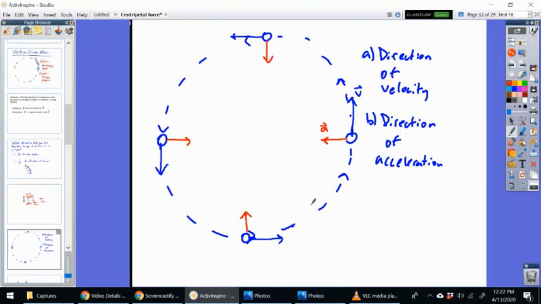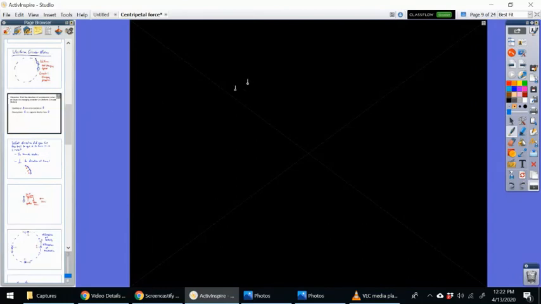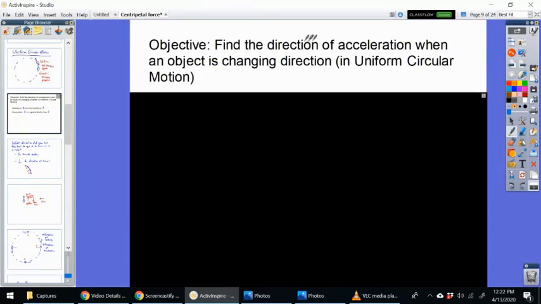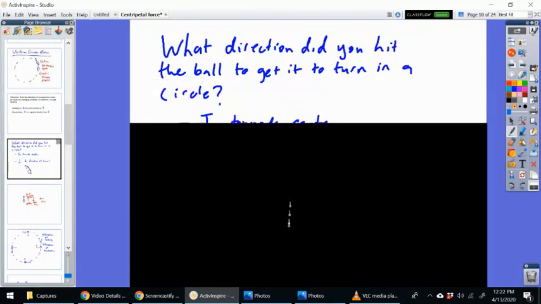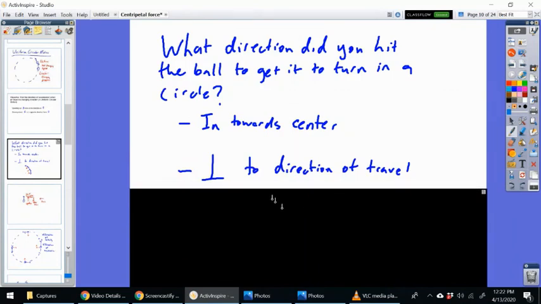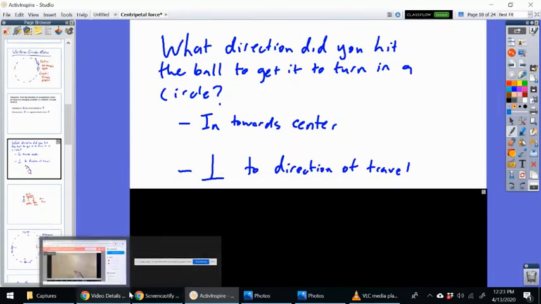Okay? So if you were able to answer all 3 of those locations correctly, then I think you should feel pretty good that you understand this objective to know the direction of acceleration when an object is in uniform circular motion. All right, and the answer is always going to be in towards the center, which is perpendicular to the direction of travel. All right, so that does it for this video, and you can go on to the next video if you want.